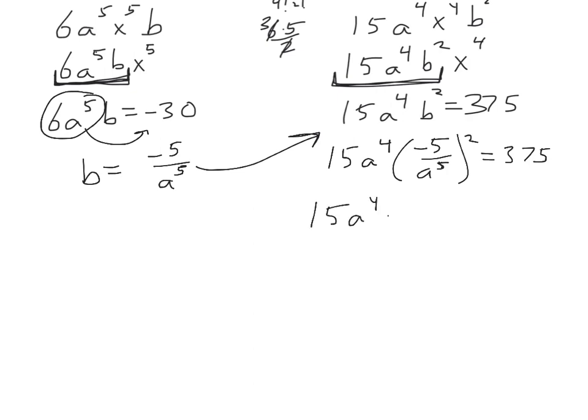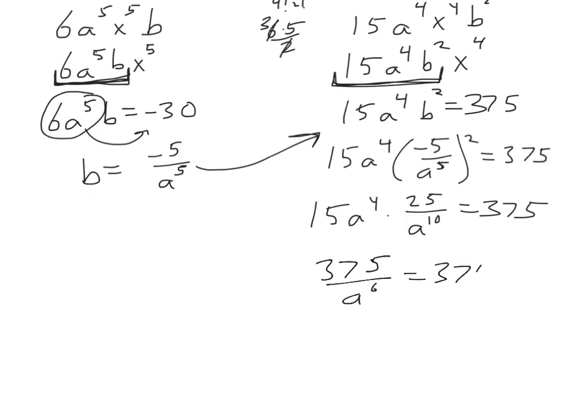15a to the fourth times 25 over a to the 10th equals 375. When I multiply this 15 together with this 25, that actually winds up being 375. So this is 375 over a to the 6th equals 375. Let's see here. If I divide this 375 over and multiply the a to the 6th over, I'm going to end up getting 1 equals a to the 6th. Taking a 6th root of both sides, we get that it looks like a could be positive 1 or it could be negative 1.